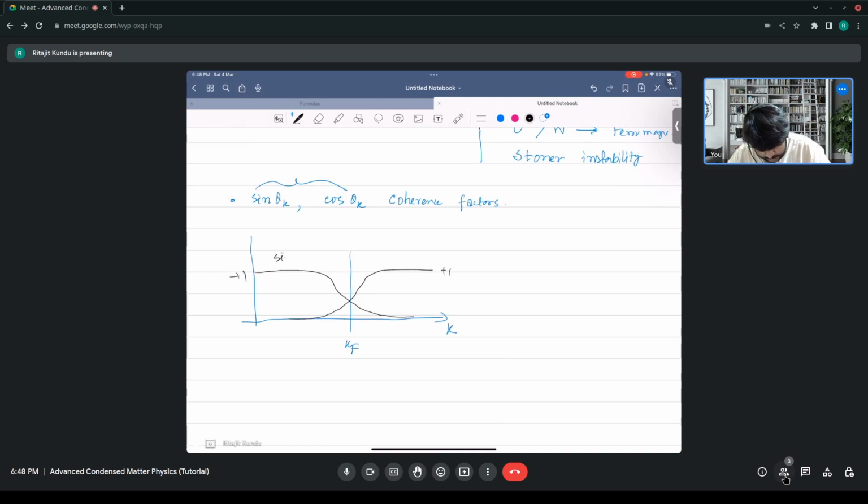This is our sine theta k squared, and this is our cosine theta k squared. You see that far from the Fermi momentum this is constant, it doesn't change at all, and it changes significantly only around this kF. This is a signature of superconductivity. As I already mentioned, if I do not have any superconductivity, then this becomes precisely a step function. That way you can distinguish between a normal metal and a superconductor.